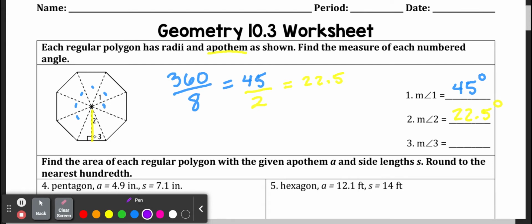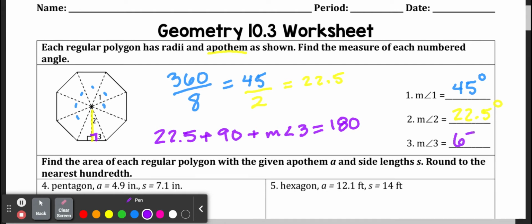Then we have 22.5, and then we have a 90 degree angle right here. So 22.5 plus that 90 degrees plus whatever angle 3 is, the measure of angle 3, should equal 180. If we grab our calculator and take 90 and 22.5 away from 180, we should get 67.5. So the first thing is we want to find those angles by taking care of that.